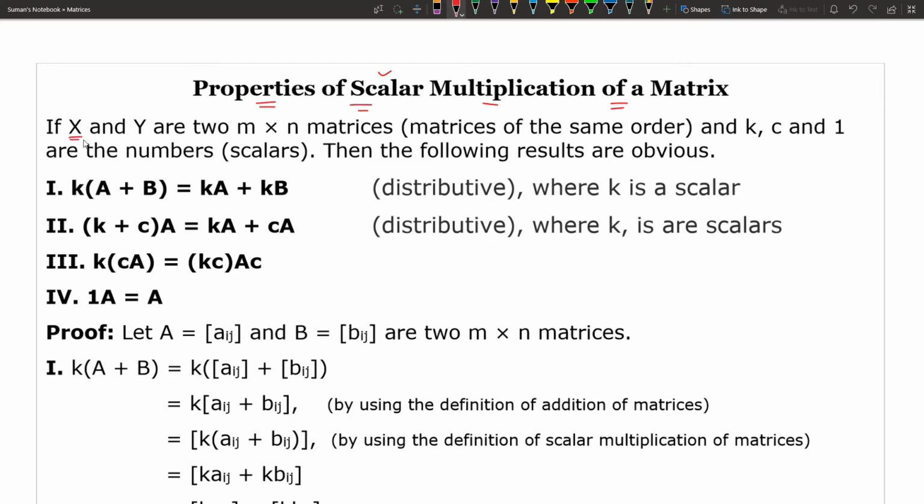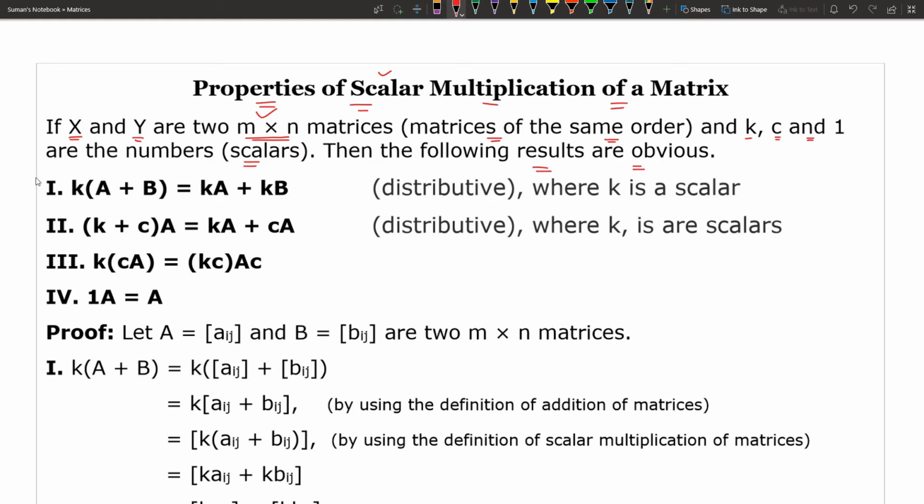Suppose capital X and capital Y are two m cross n matrices, that means the order of the matrices is m cross n. Now the matrices are of the same order, and k, c and 1 are numbers, that means scalars. Then the following properties, or the following results, are obvious.